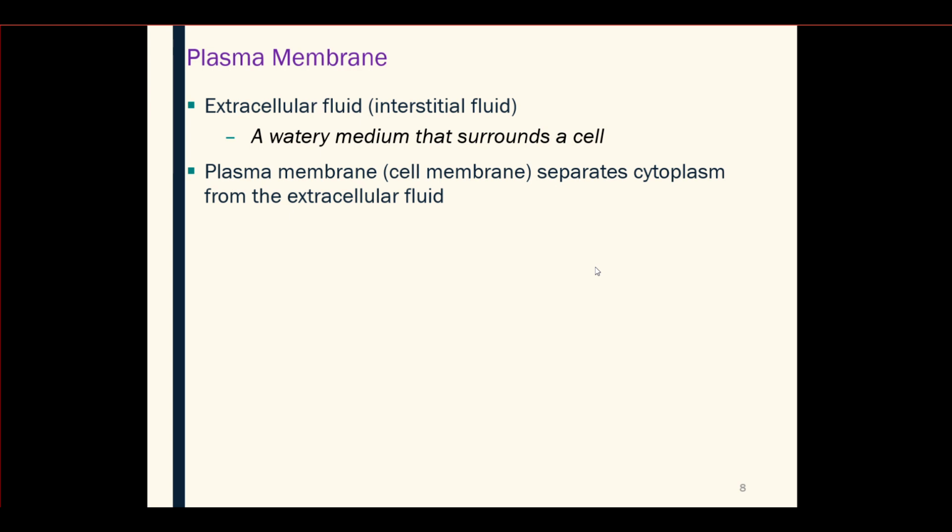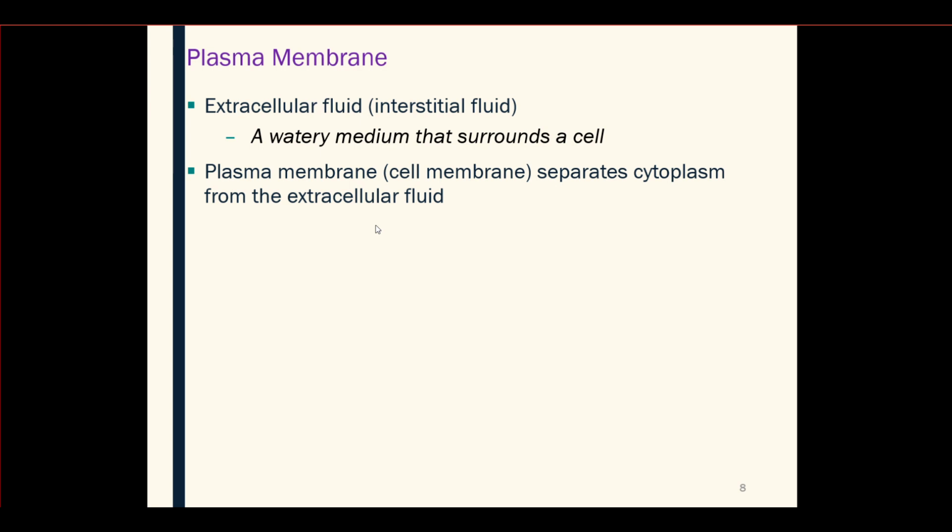So there's 2 fluids. We've done this in previous lessons. The fluid outside of the cell is known as the extracellular fluid, right? Extra basically meaning outside the cell. We could also call it interstitial fluid. This is the watery medium that surrounds the cell. Now, the plasma membrane or the cell membrane basically is separating the water of the cytoplasm from the extracellular fluid.